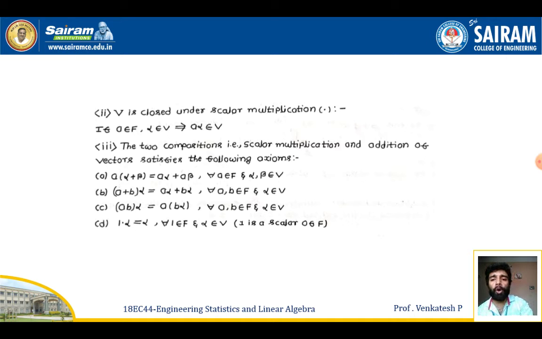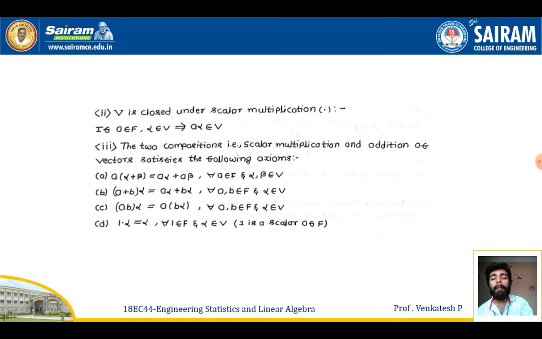The next axiom combines both vector addition and scalar multiplication. These two compositions, scalar multiplication and addition of vectors, must satisfy the following conditions. The first condition is a times (alpha plus beta) must be equal to a alpha plus a beta, for all a belonging to F and alpha, beta belonging to V.